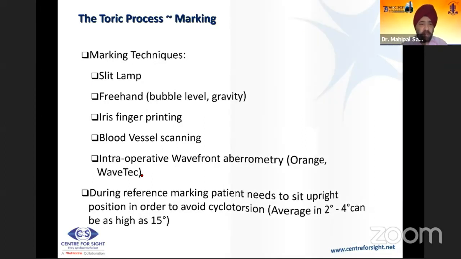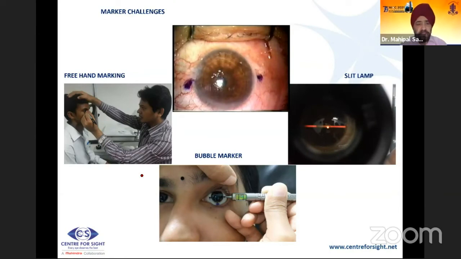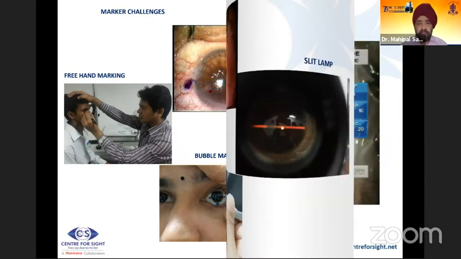These are various methodologies. For freehand marking, the patient has to sit straight at the slit lamp. This is the bubble marker that you have. This is the slit lamp marker that you have. These are the ways, and this needs to be very precise as regards the marking. If you can see here, if this mark is here, that is fine. But if the hand goes down and the marking comes here, then it becomes a little problem, even though it is aligned 0-180.